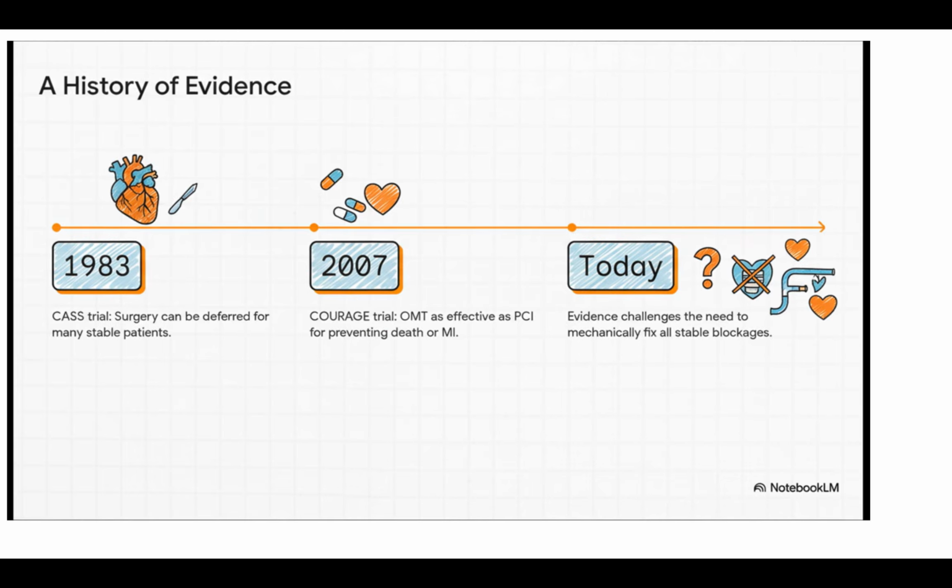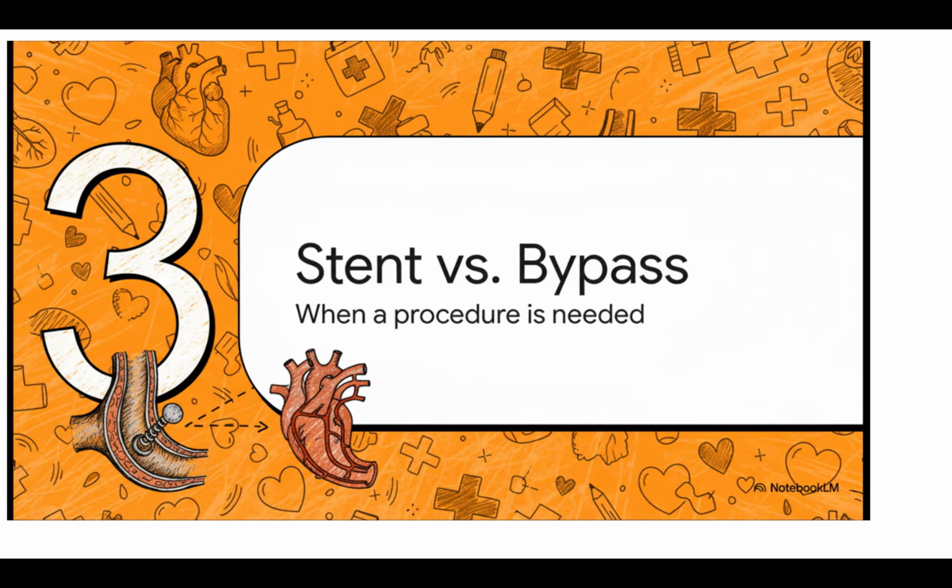And this wasn't some brand new idea that came out of nowhere. Way back in 1983, a trial called CASS hinted at the same thing, that for a lot of stable patients, you could hold off on surgery. The COURAGE trial just drove that point home for stents, showing just how powerful modern medication can be.